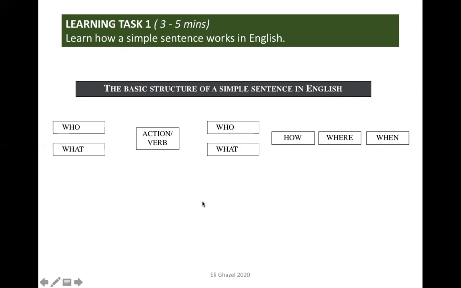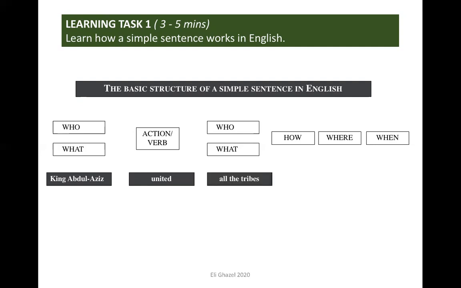So let's have a look at some of the sentences that we read before. King Abdulaziz, is that a what or a who? Who, very good. What did he do? What's the action? United, okay. So King Abdulaziz united all the tribes. Is that a what or a who? All the tribes. Tribes are people. So he united who? All the tribes.